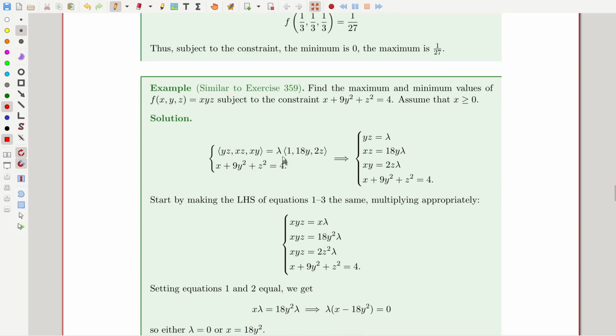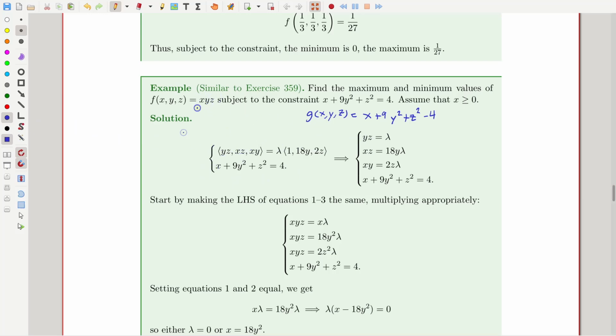So this is the more proper, similar version to 359. Okay, so computing the gradients of these two functions should be pretty straightforward at this point. Let's just make sure that we talk through it though. And of course, I'm solving this, right? Moving the thing to the other side. So 9y squared plus z squared minus 4. That is our constraint g.